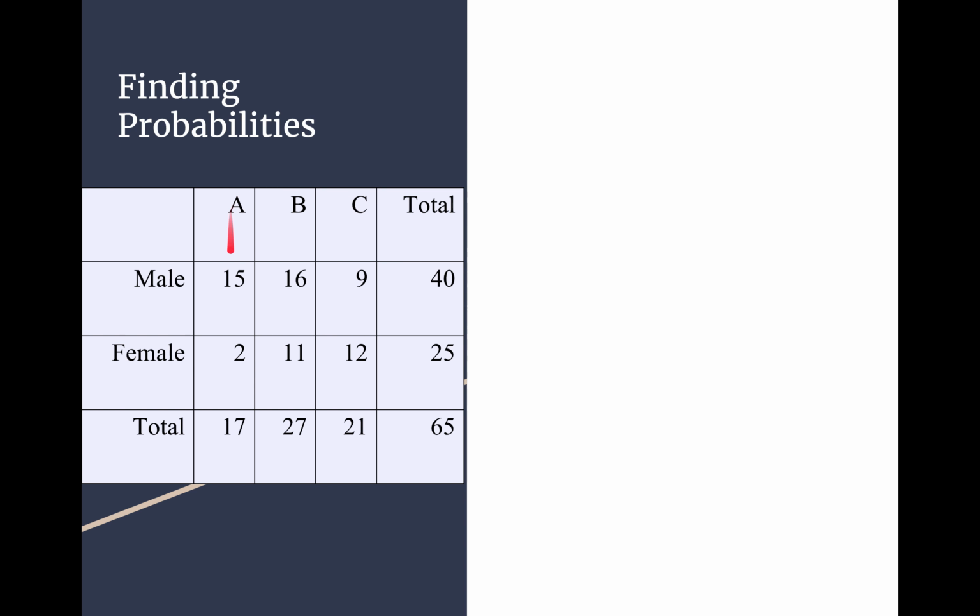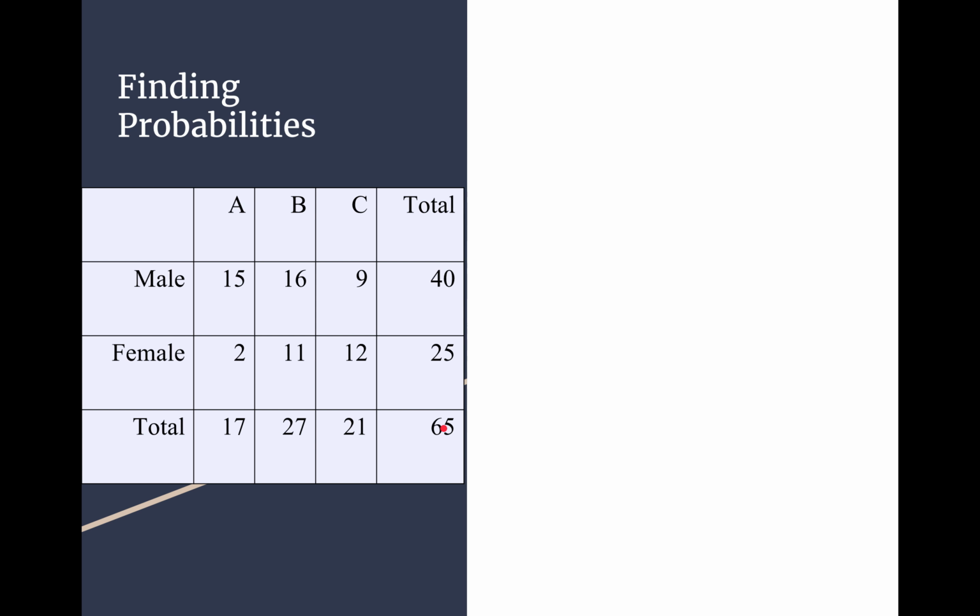Now we can also look at this vertically. If we look at all the A's, well, there are 17 total A's, 27 total B's, and 21 total C's. And if we were to add them up this way, we would also get 65. So let's look at some examples.